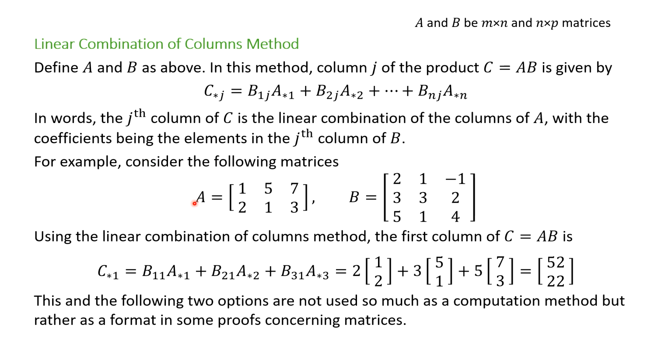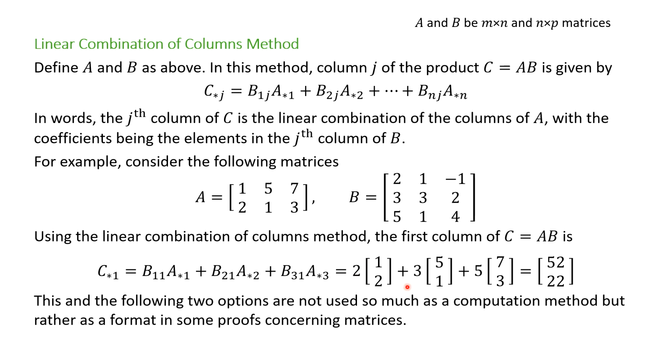Let's look at a particular example. So we have A and B here. And let's find the first column of C using this method. So we want C star 1. So j would be 1 in our equation here. So we'd get B11, B21, B31. And then the first one would be the first column of A, second column of A, third column of A.